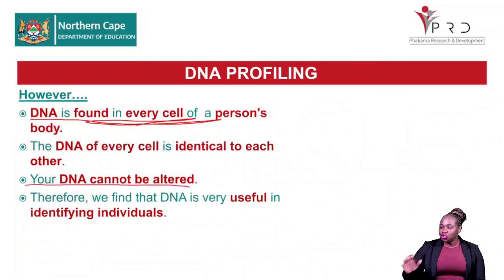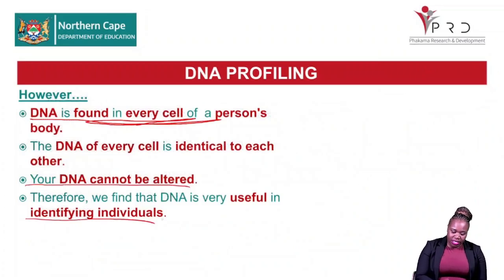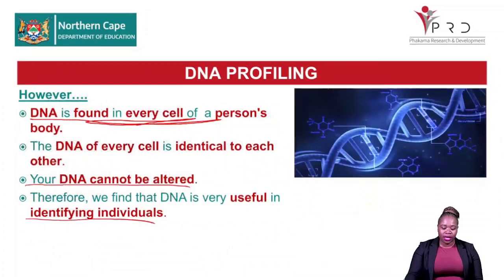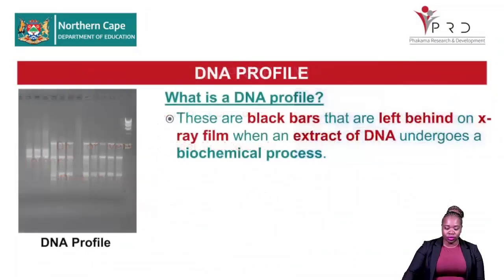It means that should you leave your DNA at a certain place, that DNA will be compared to your DNA and it will remain the same, regardless of where the DNA you left was found and where the DNA is being compared to is found, right? Okay, so it is very useful in identifying individuals. This may not be in terms of crime, but even in identifying relatives and so on. We're going to look at some of the uses of this DNA profile.